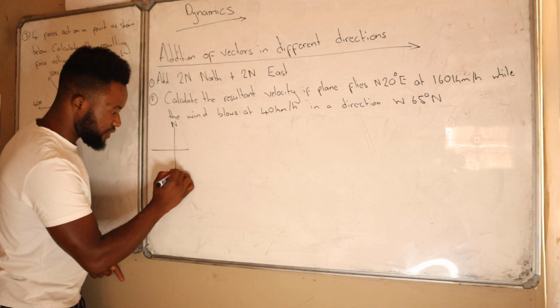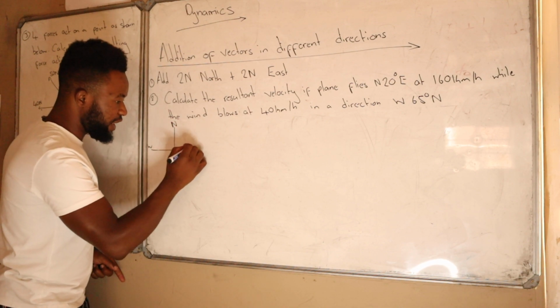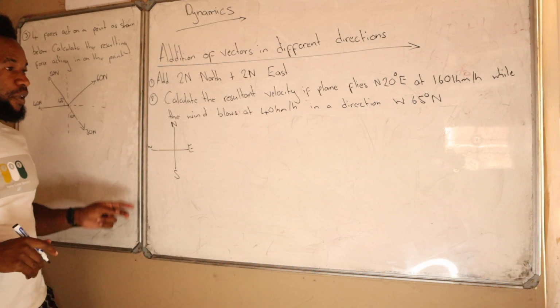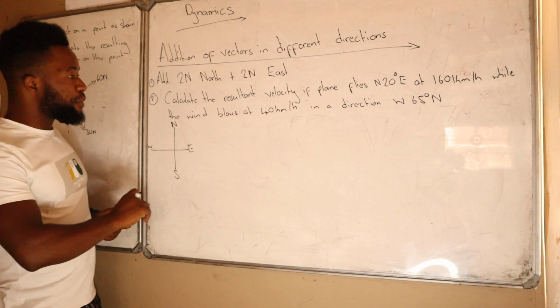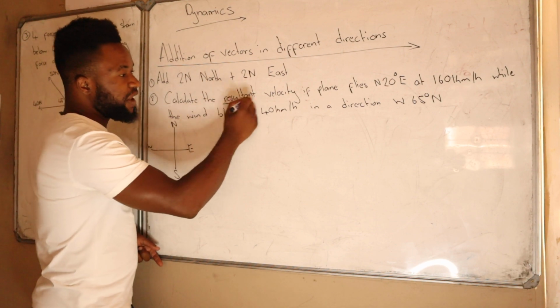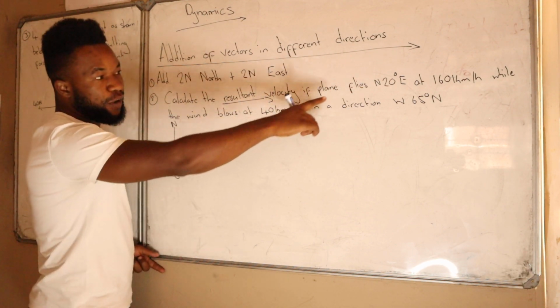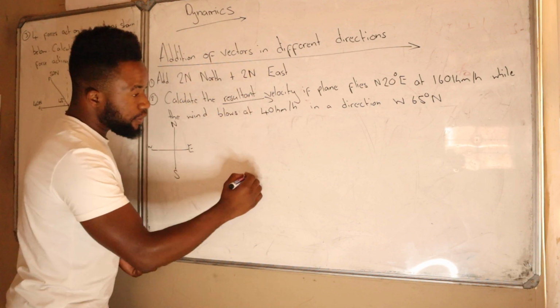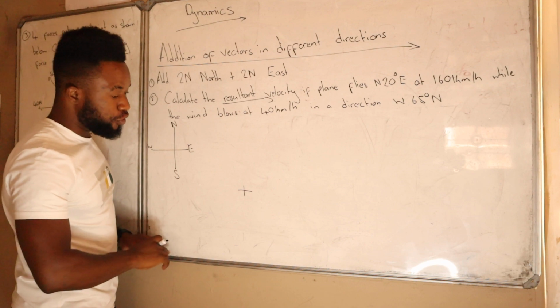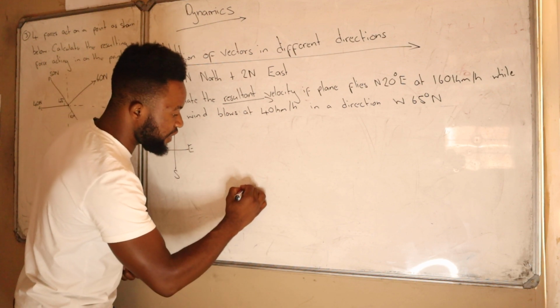This is the north, this is the south, this is the west, this is the east. Know about your compass points in order for you to draw. Okay, so here basically firstly I'm giving the same calculate the result. They want me to calculate the resultant. They say if the plane flies, so you are given the direction of a plane which is flying 20 degrees of northeast. So I measure my 20 degrees here.